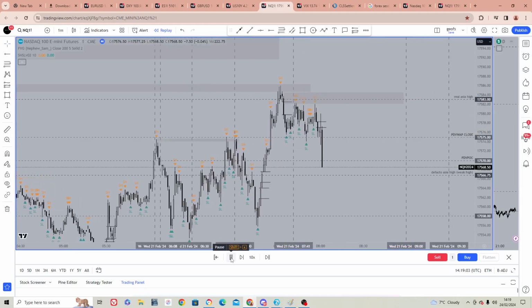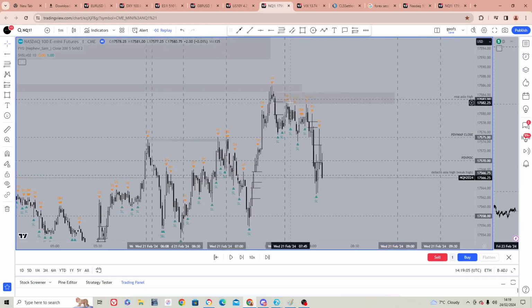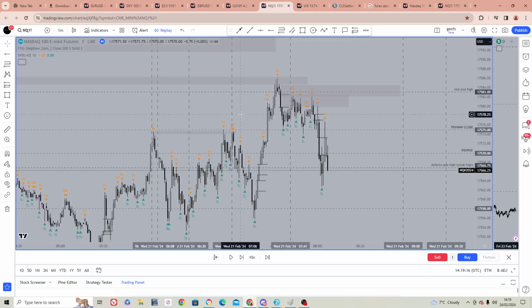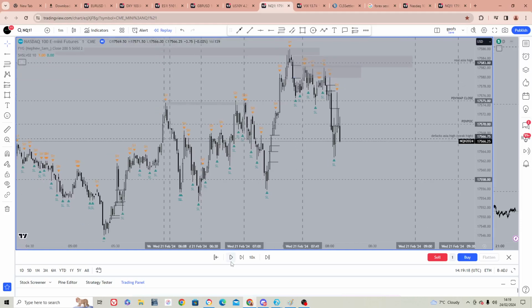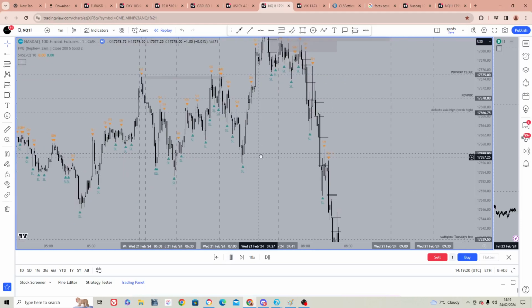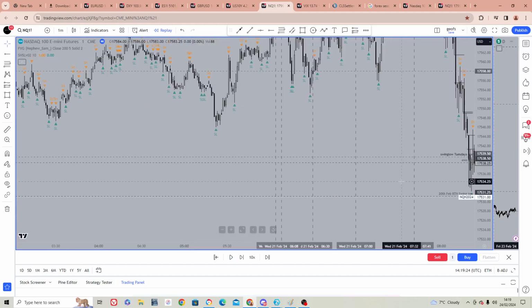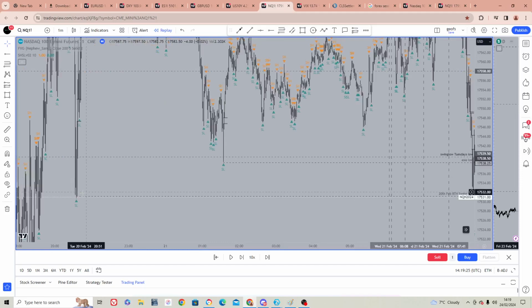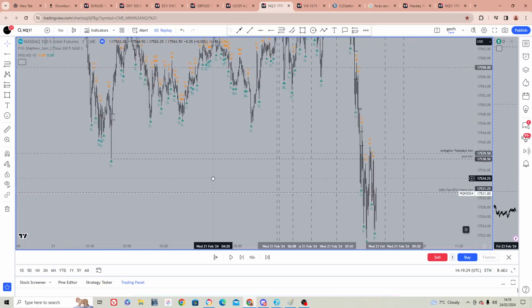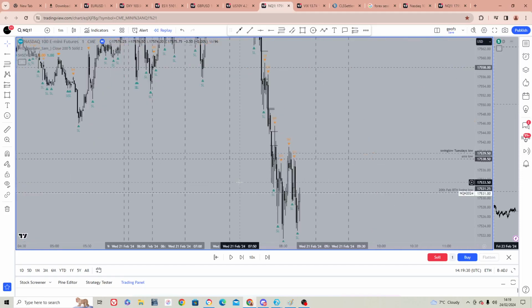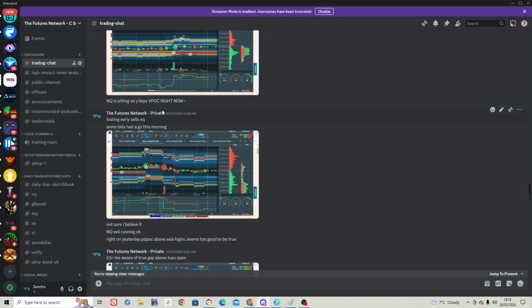Yeah. So there you go. That was that kind of test of that high volume node. Also this kind of hidden gap. So that's a kind of double confluence. And there we go. Huge sell-off to 20th of February, swing low. So you can see the signal was given.